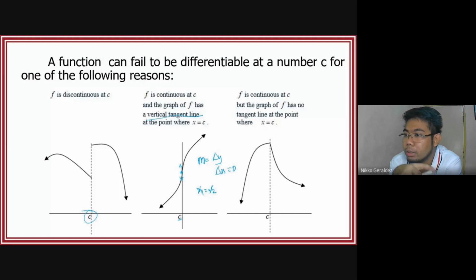Then last, case 3: f is continuous at c, but the graph of f has no tangent line at the point where x is equal to c. An example is a sharp corner, where you cannot draw a tangent line. So continuous, but not differentiable. That is case number 3. In our study in the next topics, all the functions are differentiable functions. That is how we will approach the topic. I only showed this to show when a function fails.